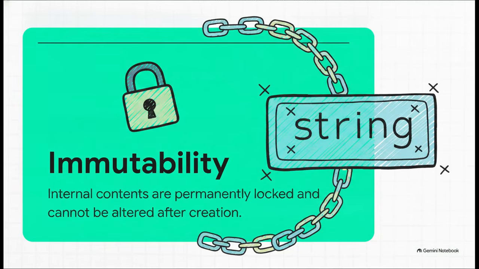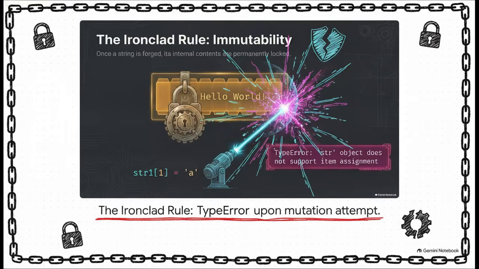If there is one single concept you absolutely must lock into your brain for your exams, it's this: immutability. Basically, once a string is forged in your computer's memory, its internal contents are permanently locked down. Its core identity simply cannot be tampered with after creation. And what happens if you ignore that rule? Well, if you try to forcefully pry open that lock and reassign a single character, say trying to change the very first letter to an A, Python instantly fires back a TypeError laser blast. It just shuts you down completely. Python doesn't negotiate here. You literally cannot change a string in place.